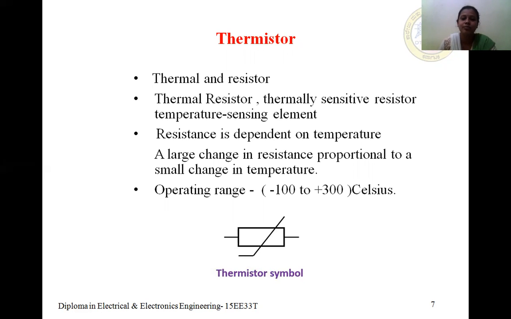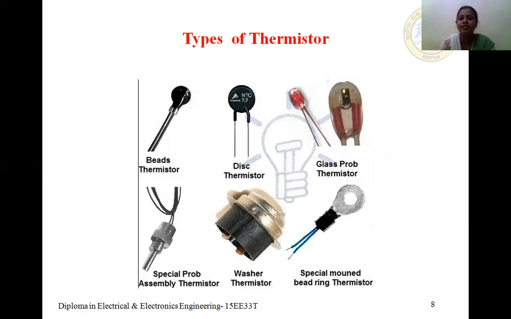So this is the symbol of the thermistor. Next, these are the different types of thermistors available in the market: bead thermistor, disc thermistor, glass probe thermistor, special probe assembly thermistor, washer thermistor, and specially mounted bead ring thermistor.